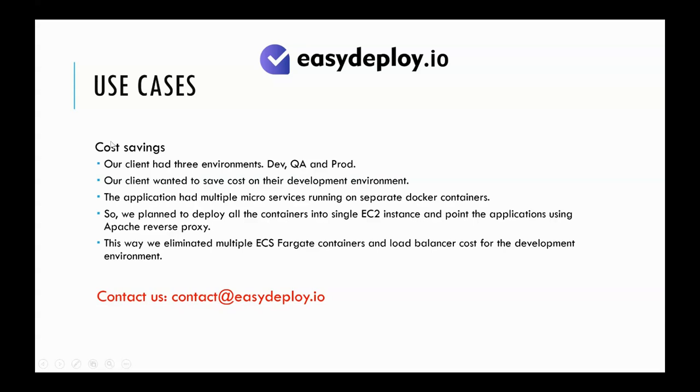Use case: cost savings. Our client had three environments: dev, QA, and prod. Our client wanted to save cost on their development environment. The application had multiple microservices running on separate Docker containers. So, we planned to deploy all the containers into a single EC2 instance and point the applications using Apache reverse proxy. This way, we eliminated the cost of running multiple ECS Fargate containers and a load balancer for the development environment.